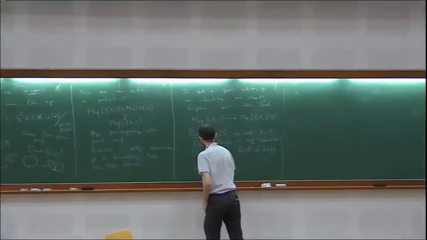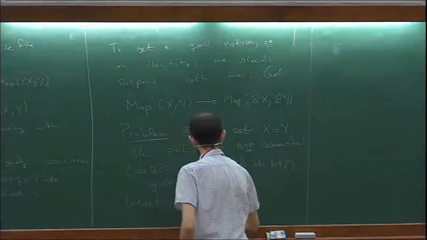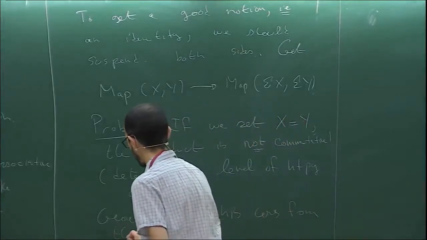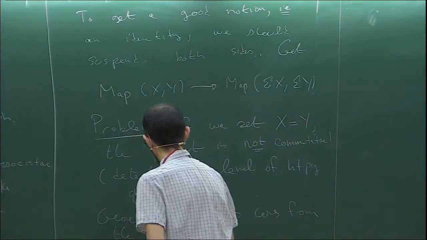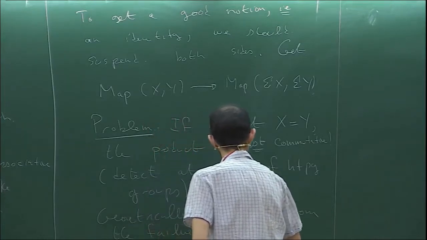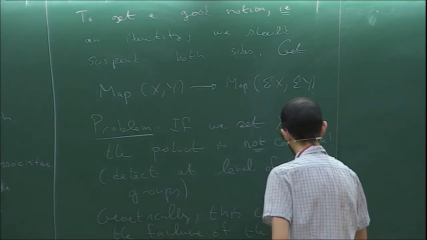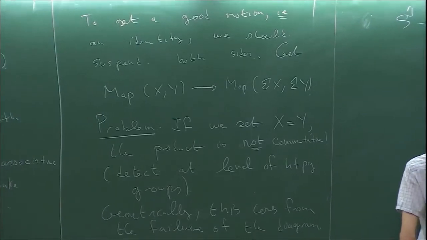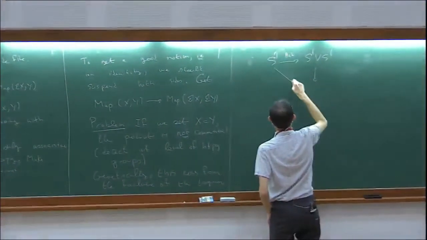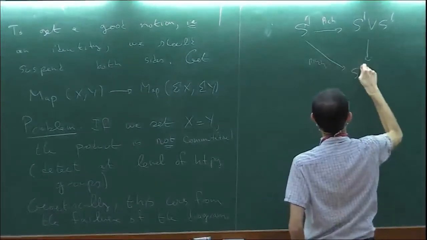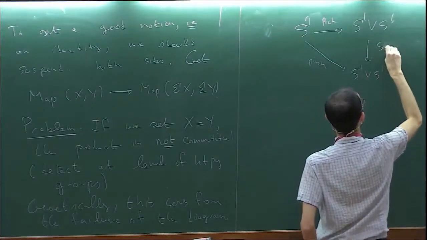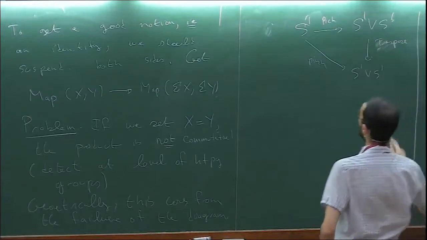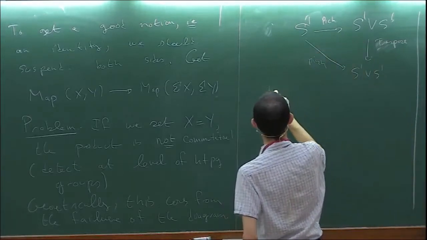Geometrically, this comes from the failure of the diagram: S1, wedge S1. This is just pinch. This is pinch. S1, wedge S1. And this is swap factors. We'll just call it transposition. Failure of this diagram to commute even up to homotopy.